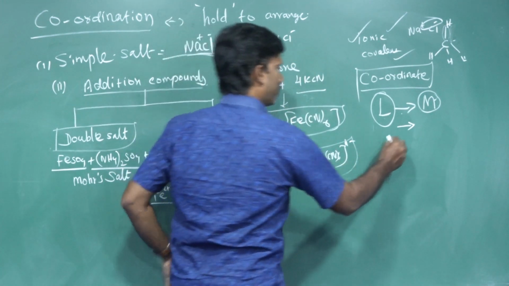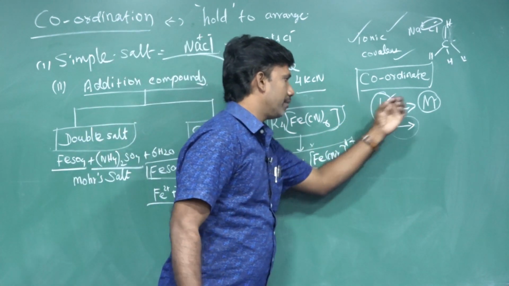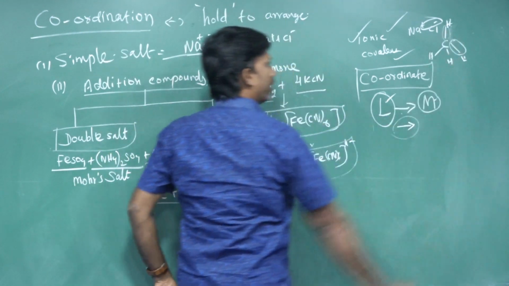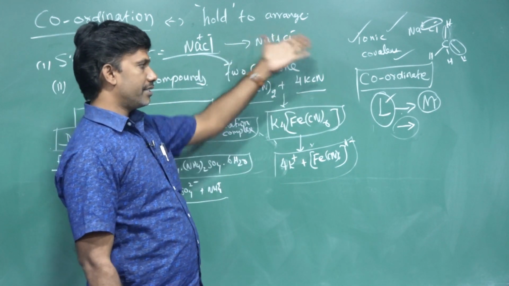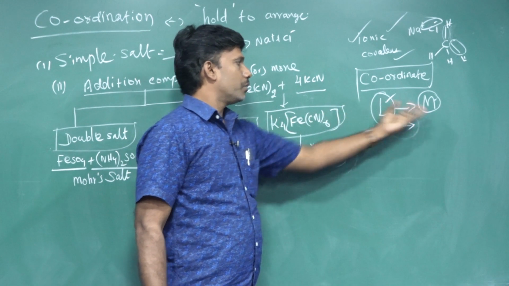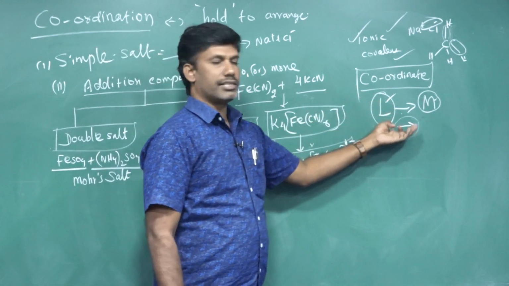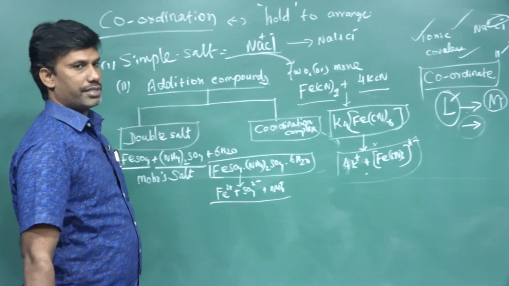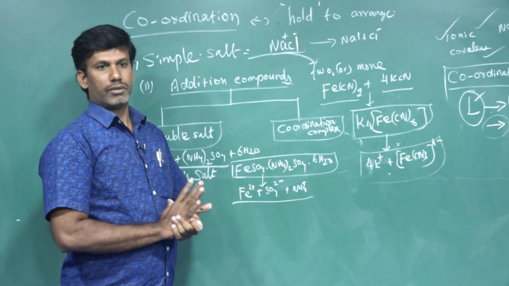The entire bond is formed by the contribution of one side only. Whereas in a covalent bond, you need cooperation, the mutual sharing of electrons between carbon and hydrogen. But it is not so here. Here only one atom is donating or contributing to the other. One is the donor, one is the acceptor. That type of bond is called a coordinate bond, and it exists in coordination complexes.